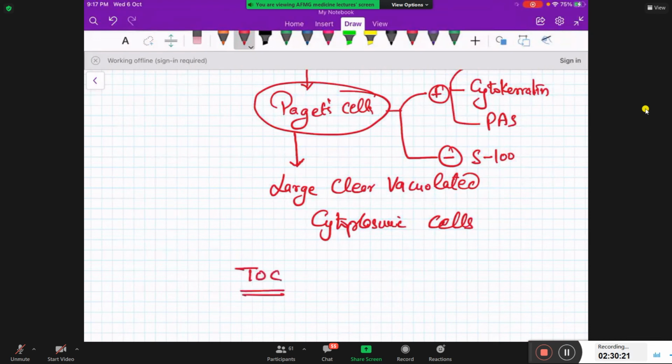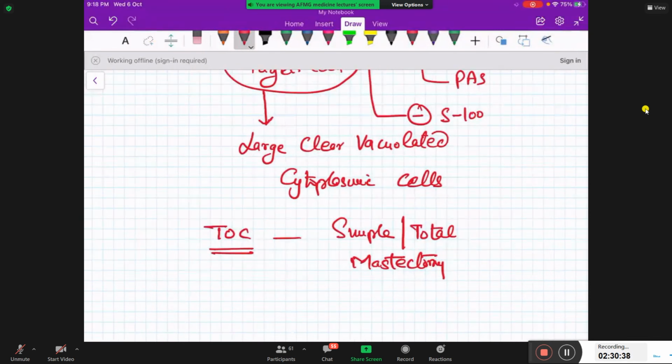And the treatment of choice for Paget disease is simple or total mastectomy. So please be very careful in your given clinical profile. If the examiner gives you a profile of a patient who has a rash on a unilateral breast at the nipple areola complex, the first thing that should strike your mind should be Paget disease, right? And in Paget disease, the confirmation of diagnosis happens by a skin biopsy.